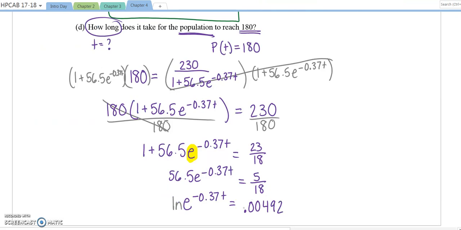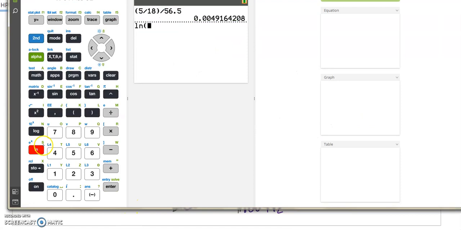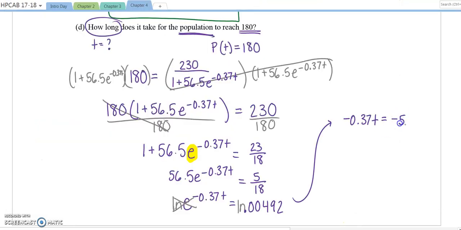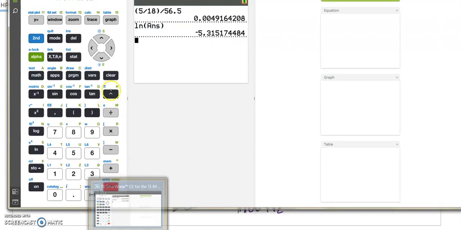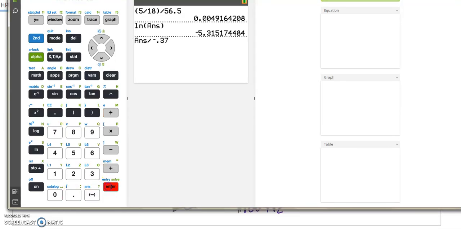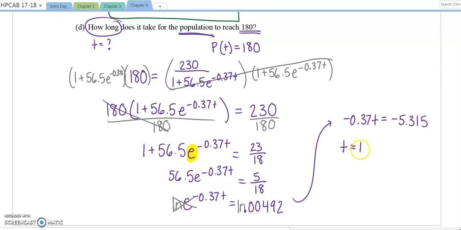I'm going to take the natural log of both sides. So we have negative 0.37t equals, and back over here I'll take the natural log of my answer, so negative 5.315. And then we'll divide by negative 0.37, and we end up with 14.365. So it will take 14.365 days, remember that was our units, in order for the population to reach 180.